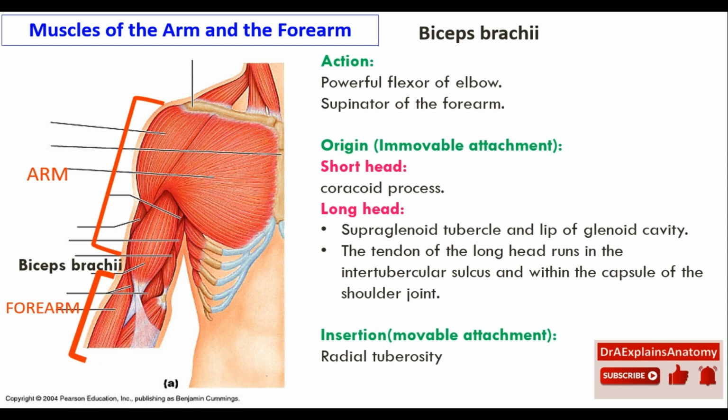The biceps brachii muscle, it is inserted on the radial tuberosity. The radial tuberosity is a structure on the radius, which is the lateral bone in the forearm. Based on that, it helps the biceps brachii to supinate the forearm.